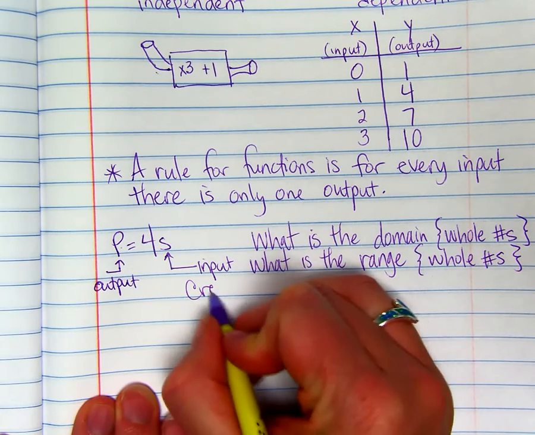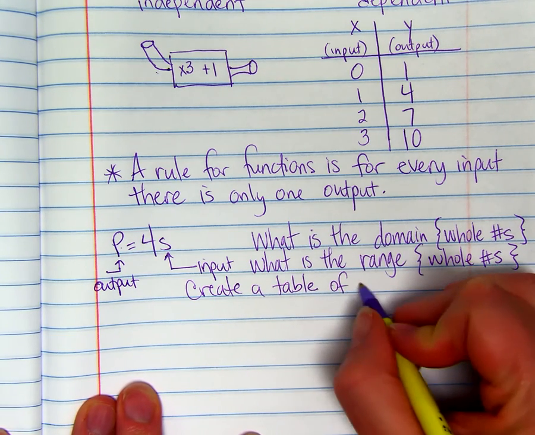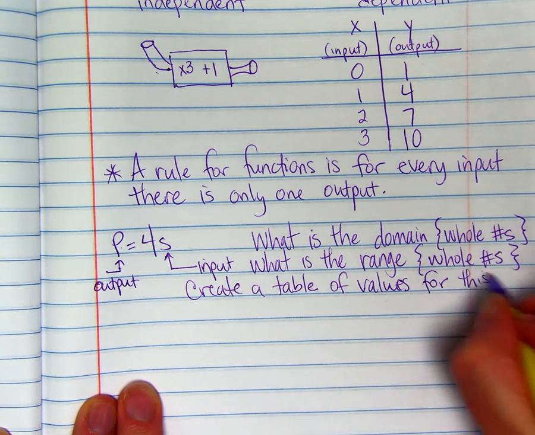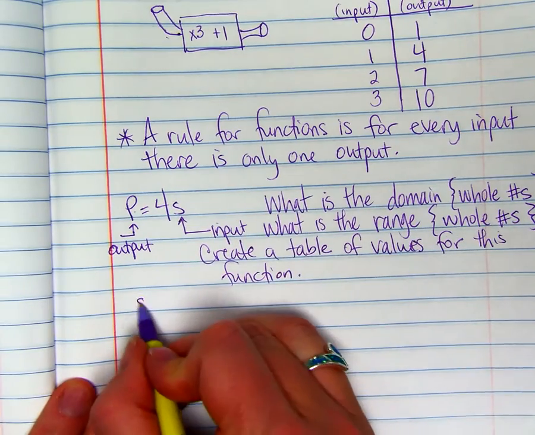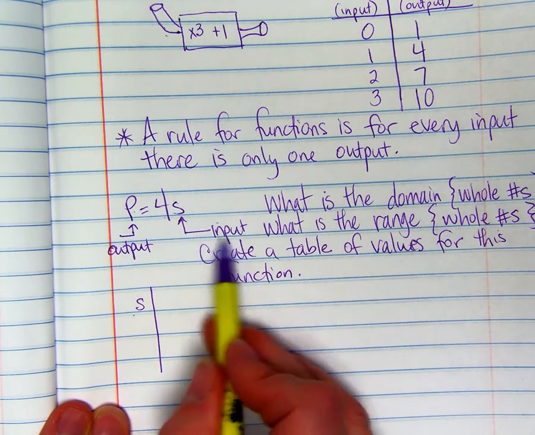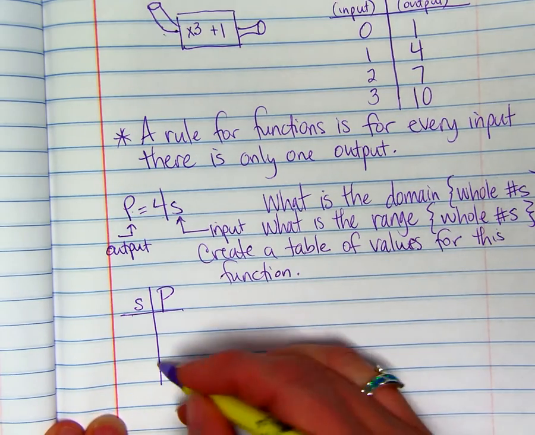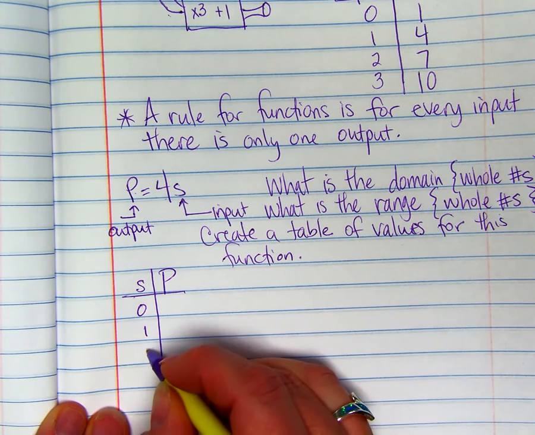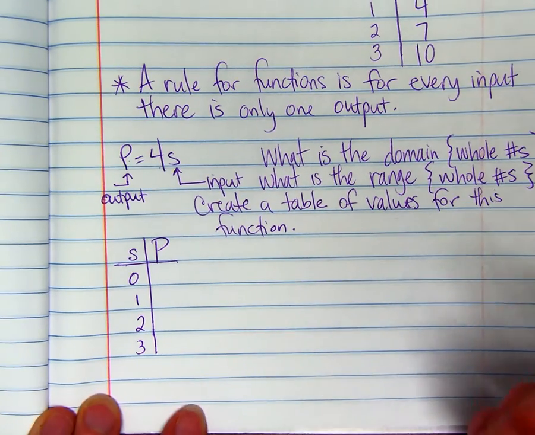So let's create a table of values for this function. So a table of values, we just put our input on the left, we get that from the right side of our equation, and the output on the right. So we're going to put 0, 1, 2, 3. Okay, now we can't put in any negatives because we can't have negative side lengths.